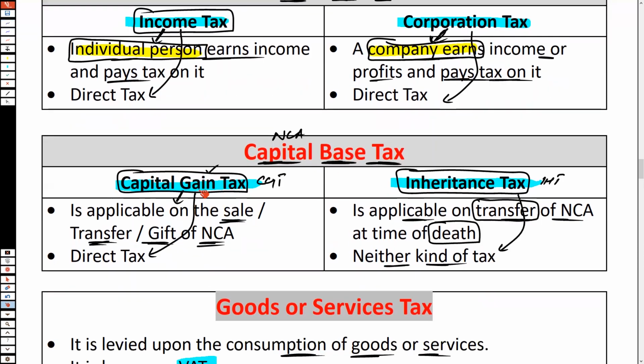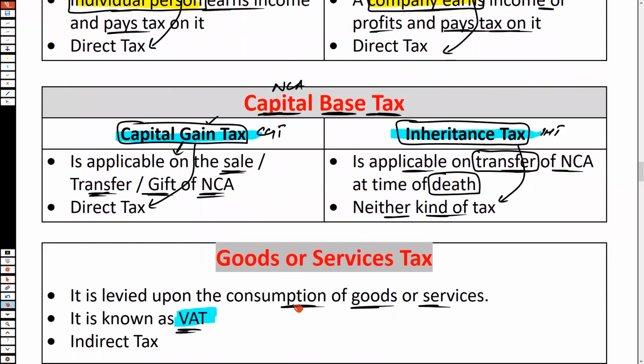In the capital-based tax, capital gains tax is a direct tax because it is directly applicable on the gains on the disposal of assets. But over here, a person is not getting income, a person is not getting any gain. Simply the non-current assets are transferred at the time of a person's death. So that is the reason inheritance tax is neither kind of tax. It's not a direct tax and not an indirect tax.